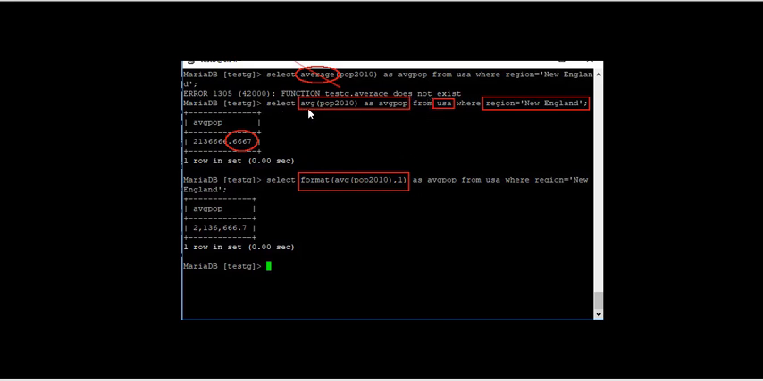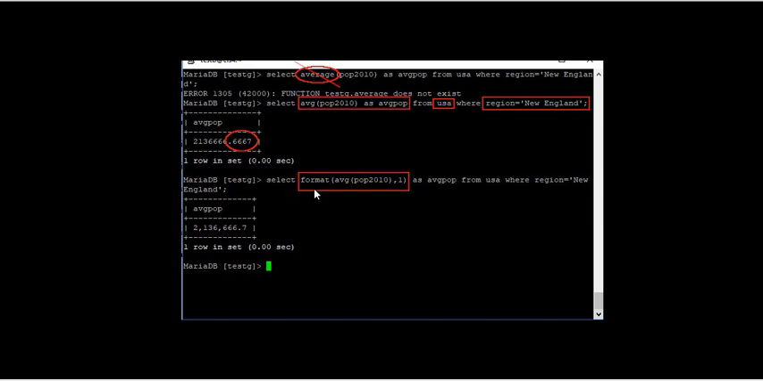What we need is AVG. So select AVG parentheses Pop 2010 as AVG Pop, that's its new name, from the USA table, where region equals New England. So we see this is the average pop. Looks like 2,136,666. So 2.1 million basically is what it is. But you see it goes to the nearest 4 decimals in that case.